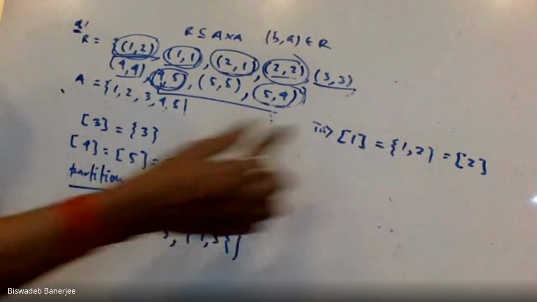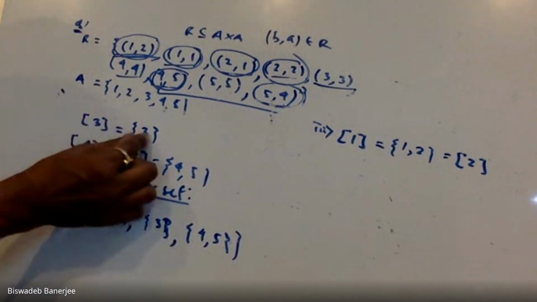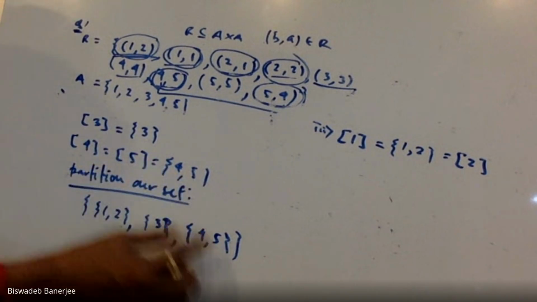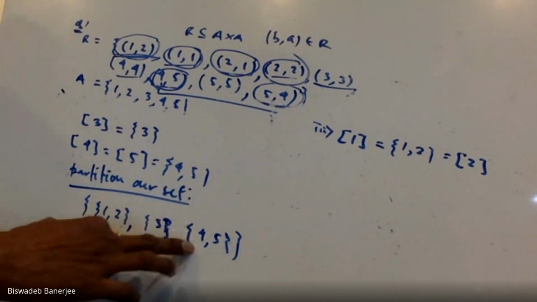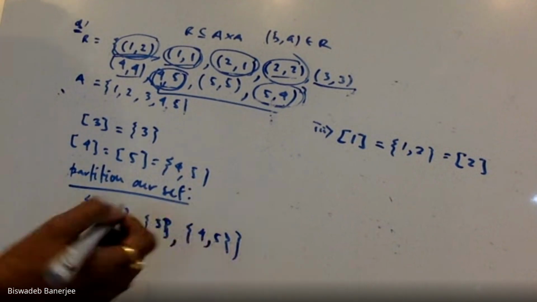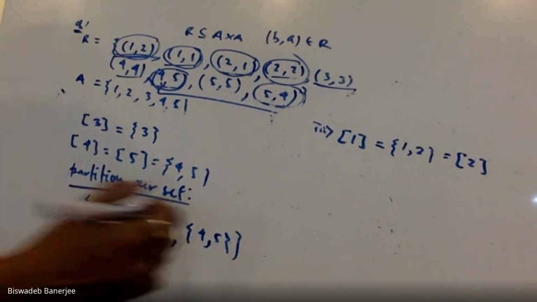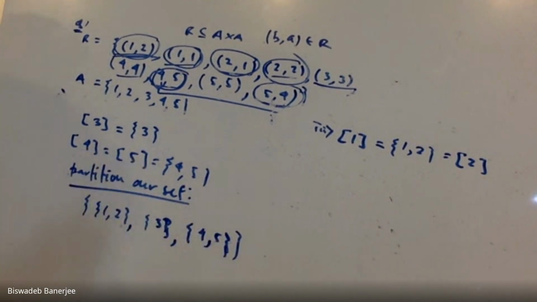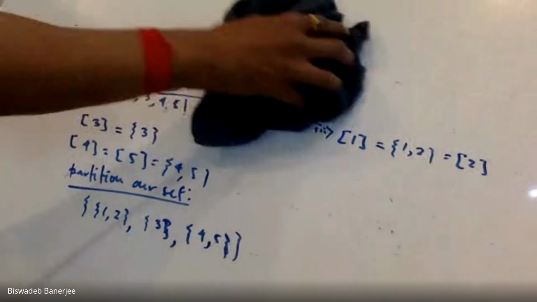After finding the equivalence classes, just write down these elements like this. This is my first set, the pair 1 comma 2. This is a single element 3, and there are two elements 4 and 5, with a comma between them, and then the closing bracket. This is the method of writing the partition of a set. After finding the equivalence sets, you can easily find this. Okay.